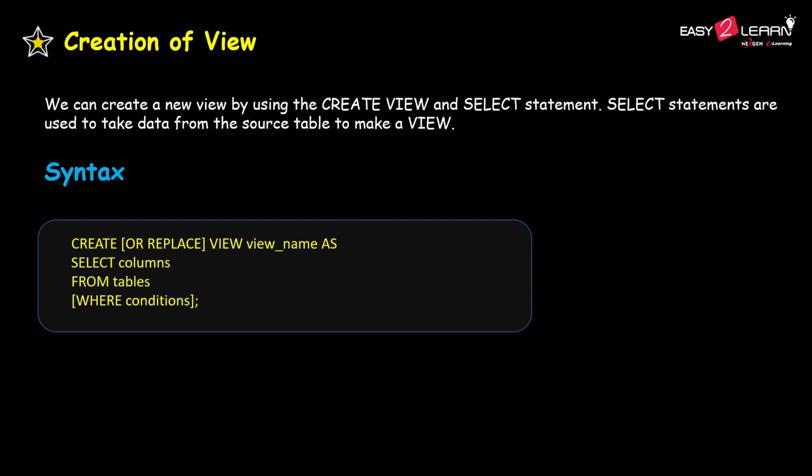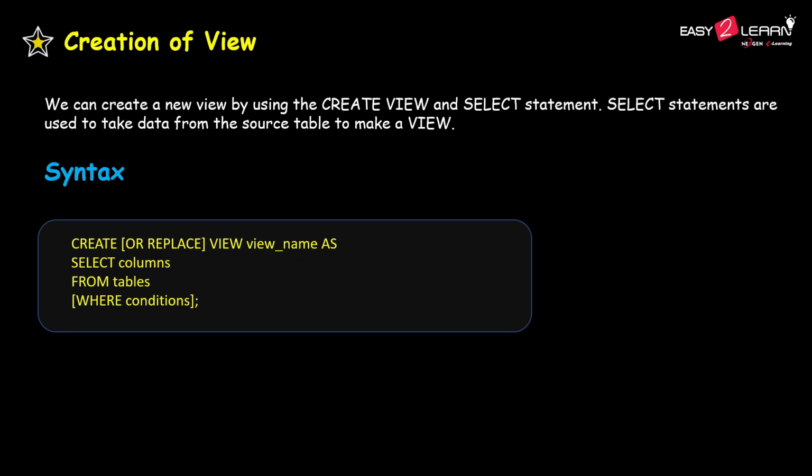CREATE VIEW followed by the view name AS defines a new view, and SELECT column1, column2, column3 and so on specifies the columns to include. FROM table_name indicates the source table. WHERE condition is optional, which filters the data.